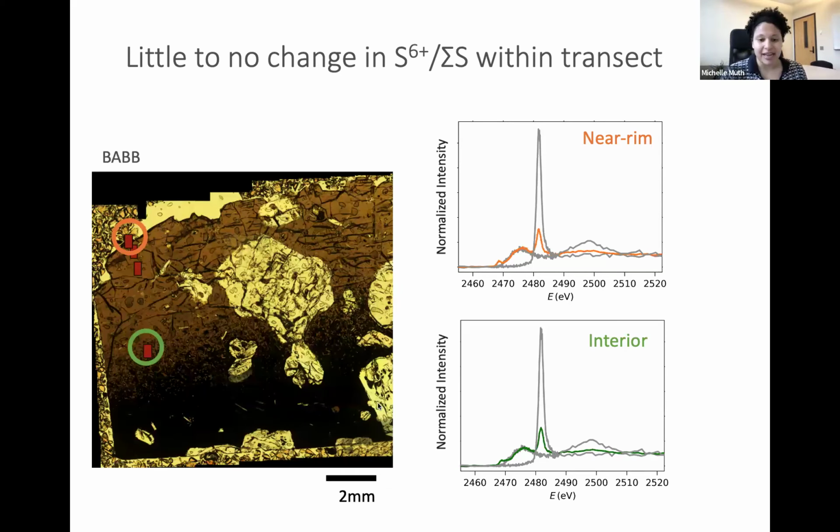We can do the same exercise in our back arc basalt pillow. So again, this is showing the analysis areas, with the point closest to the rim and the point closest to the interior called out to the right. And again, we see that this back arc basalt pillow has a little bit more sulfate present, as we would expect, but that again, the sulfur XANES spectra are indistinguishable from each other. So we really don't see much of a difference. Okay, so that's the qualitative overview of sulfur XANES spectra in both of these, and we don't see much difference.